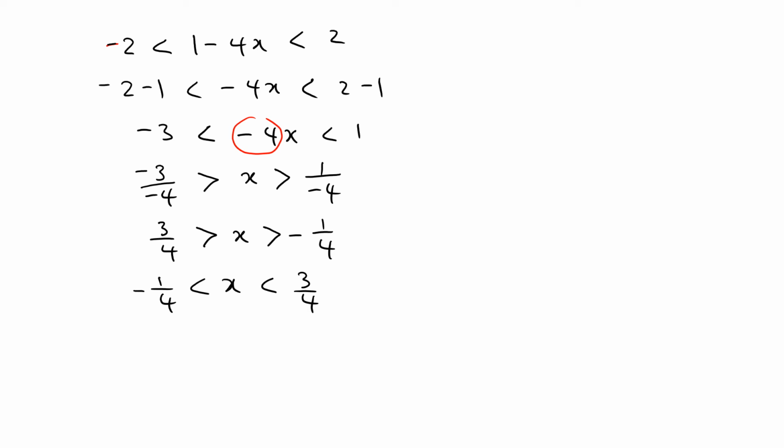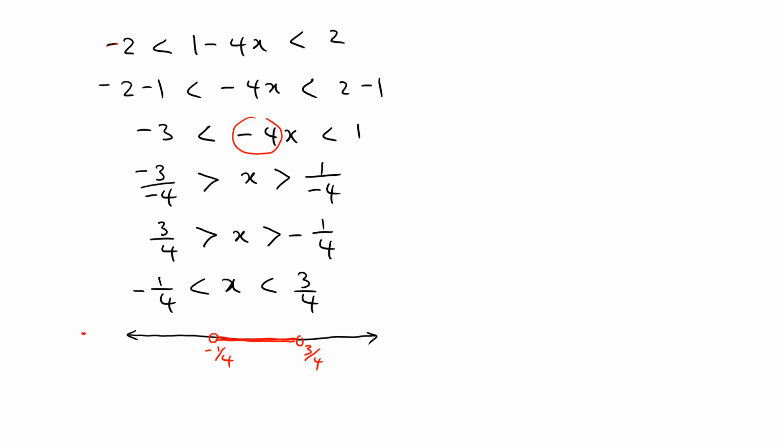So that's the solution, but we can write the final answer in several different ways. For example, we can draw the number line and mark them. If you draw the number line, we have two numbers: one is negative 1/4, the other one is 3/4, and the solution is the numbers in between. The endpoints are open, not closed, because there's no equal sign here. That's one way.